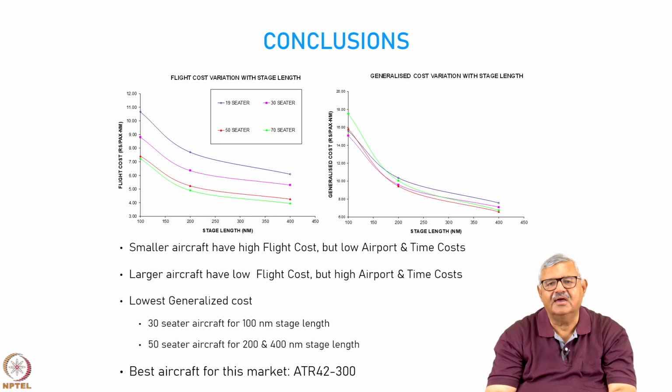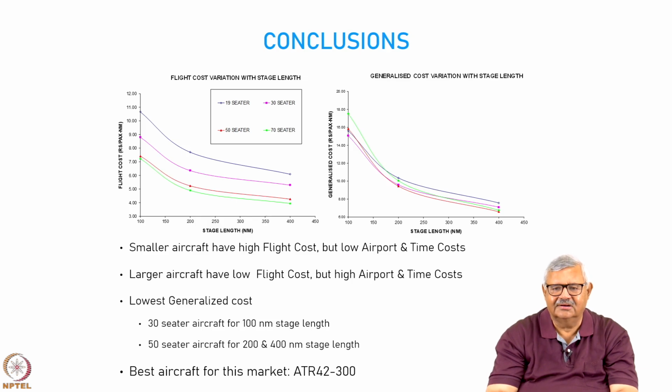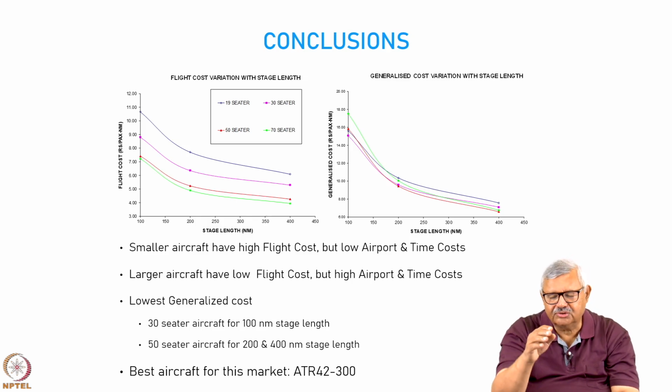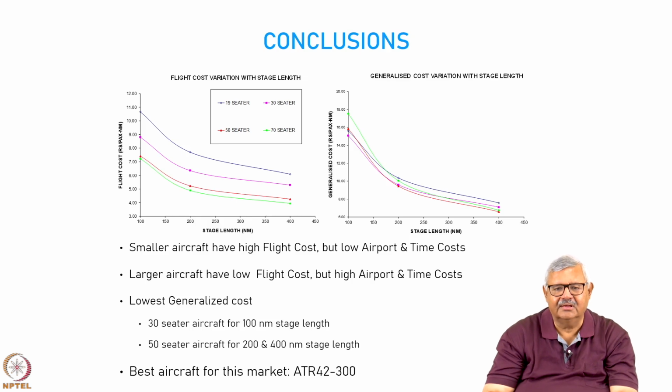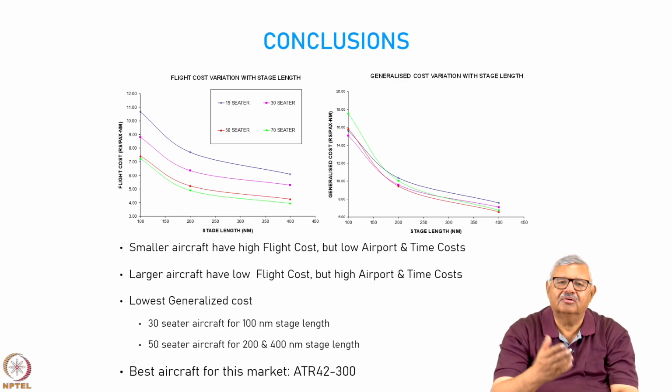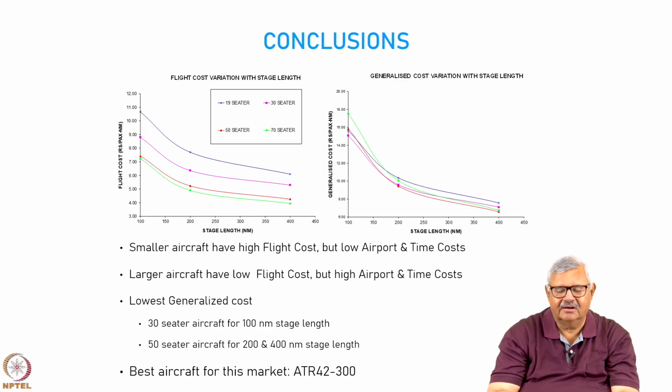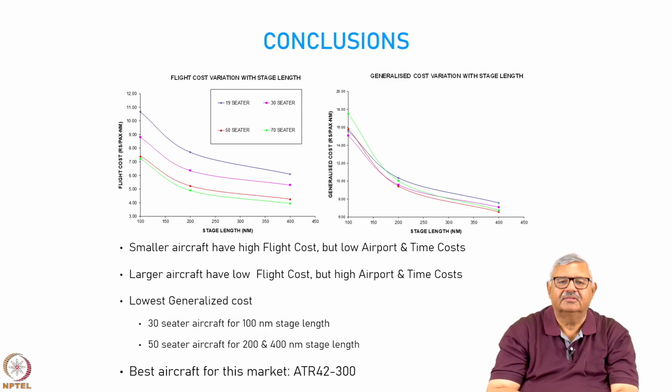Look on the right hand side. Here we have looked at generalized cost of travel. Now we notice here that the aircraft with 19 seats does not have the highest generalized cost of travel. That is actually for the aircraft with 70 seats, especially when you are looking at low stage lengths. But when you go to a stage length of 200 nautical miles, there is a crossing over, and when you go to large stage lengths, then you find that the large aircraft becomes better. So, for smaller capacity, the flight cost pushes the cost up. For large capacity, the airport cost pushes it up.